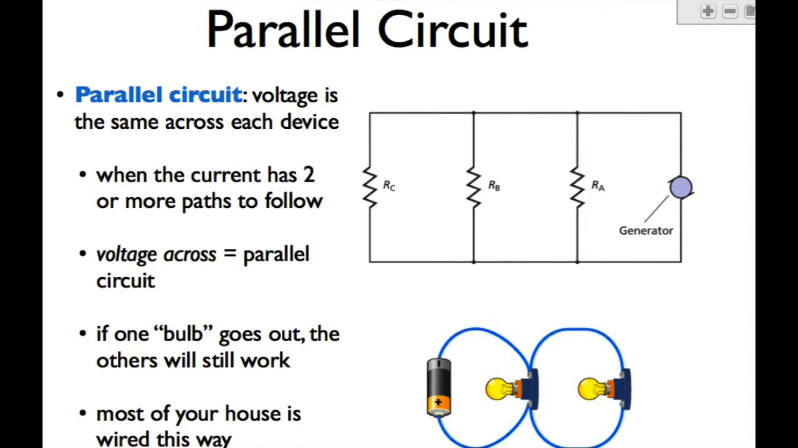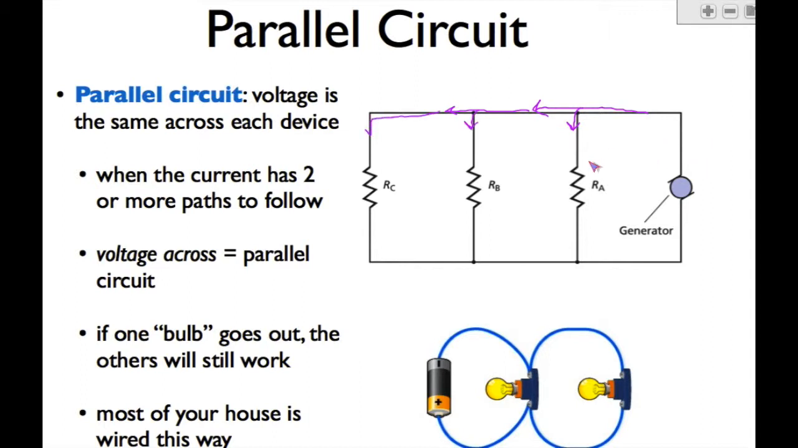Need to talk about parallel circuits. Parallel circuits are similar to series circuits in that in a parallel circuit, the voltage is going to be the same across each device, and the current is going to have more than one path to follow. So your current could go straight, it could duck down there, it could continue going straight, or it could duck down here, and then continue going around this corner.